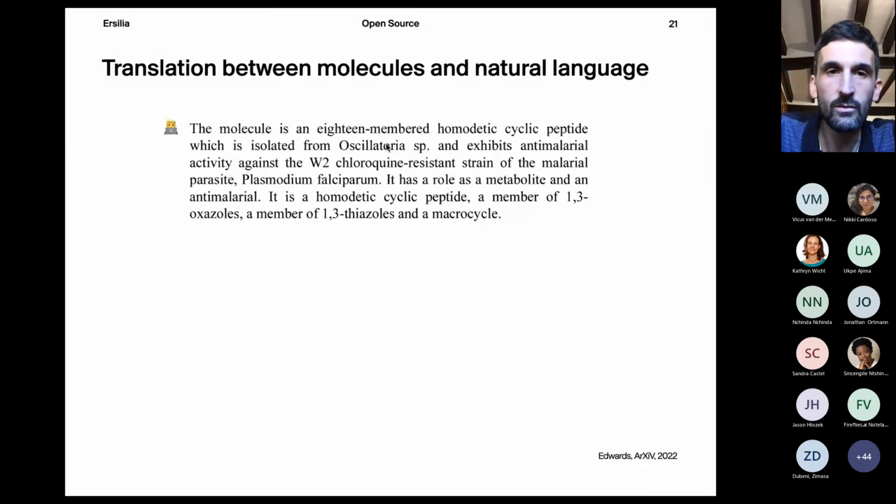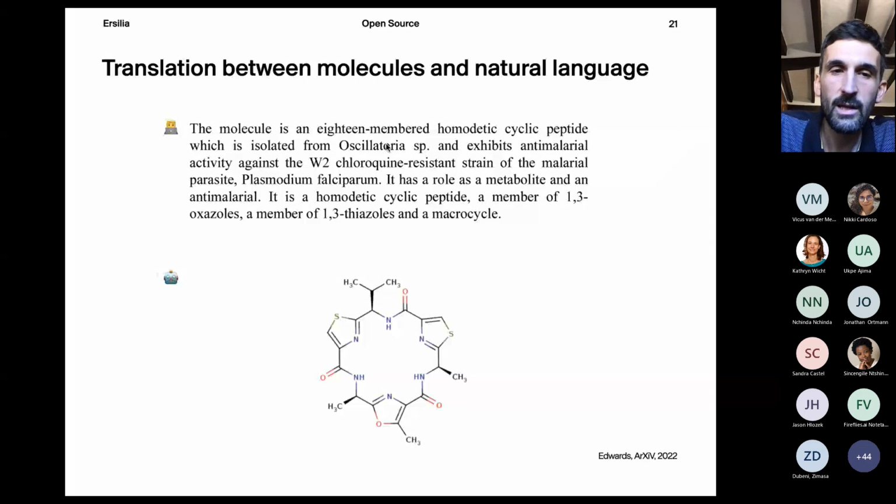So there are already some tools. This one is from Microsoft, published last year, where you can actually write a description of a molecule. For instance, my molecule is an 18-membered homodetic cyclic peptide, which is isolated from this particular species and exhibits antimalarial activity, blah, blah, blah, blah. And then the algorithm, a DALL-E-like algorithm, is going to come up with a structure that kind of fulfills your description.